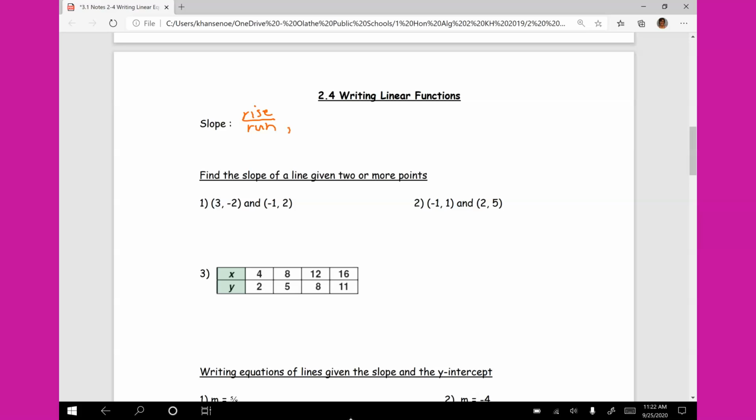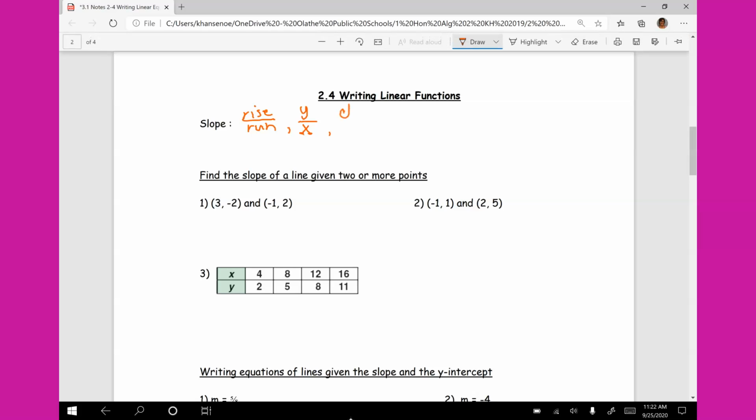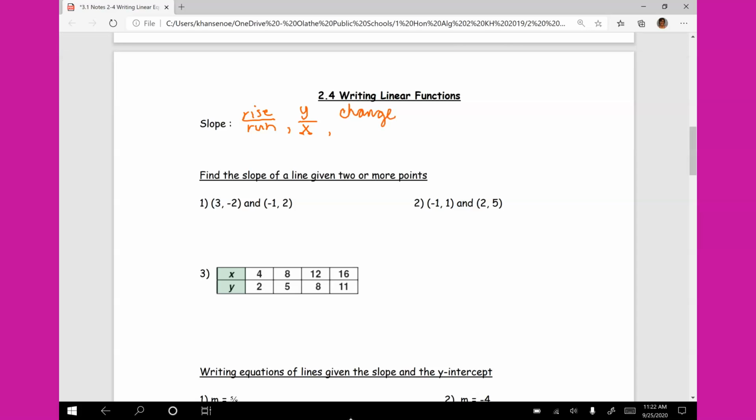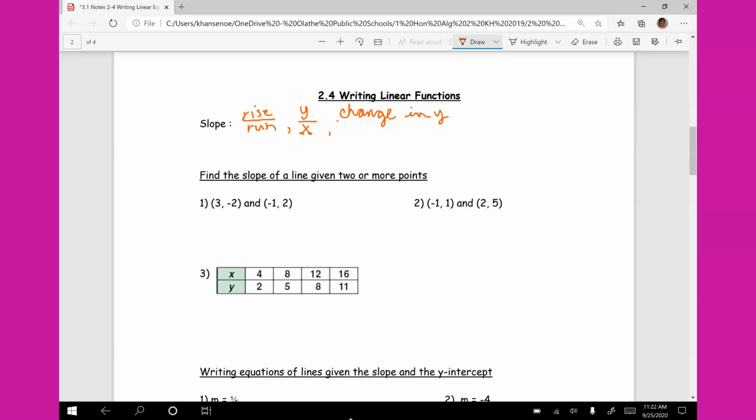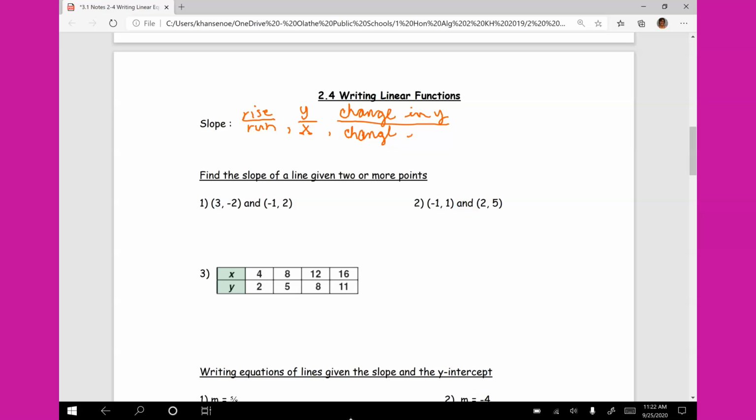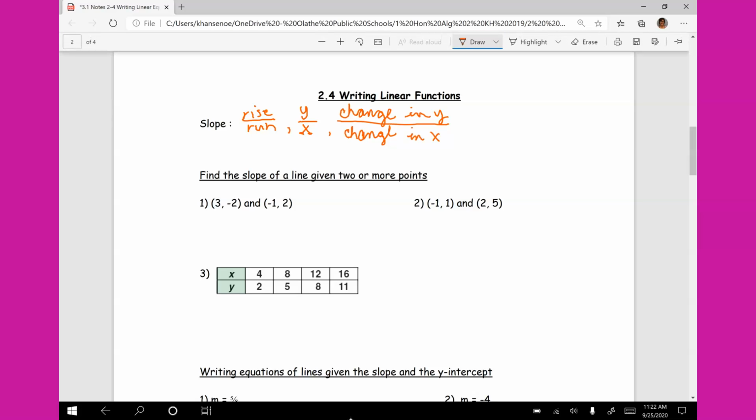What I say is "wise over run." Wise rhymes with rise. Run, I have to have my little X with some shoes on so he can run across the bottom. Also, we talk about this being change in Y over the change in X. So really that's your equation right there. Change in Y over change in X, which leads us to our equation, which is slope equals y2 minus y1 over x2 minus x1.